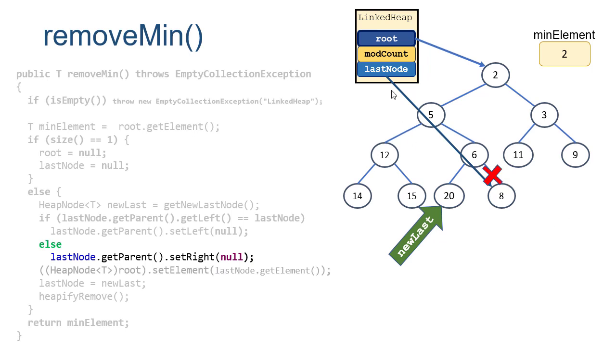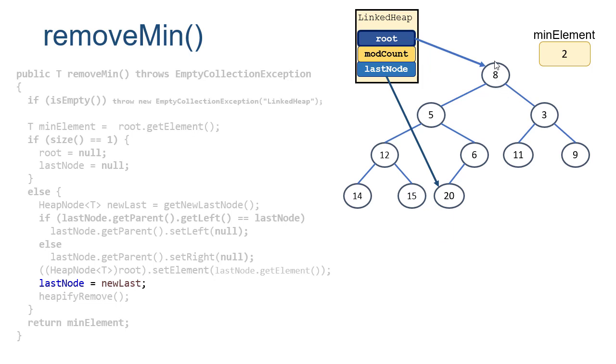Not to worry, we still have the last node reference because we haven't pulled that element out yet, which is what we do here. So now we set the root's element to be 8, and now we can safely update the last node reference to be the new last node. And so this node will get garbage collected. We have a problem because 8 is larger than 5 and 3, and that violates the heap ordering constraint. So we're going to call heapifyRemove, which is another function we'll discuss in a moment.